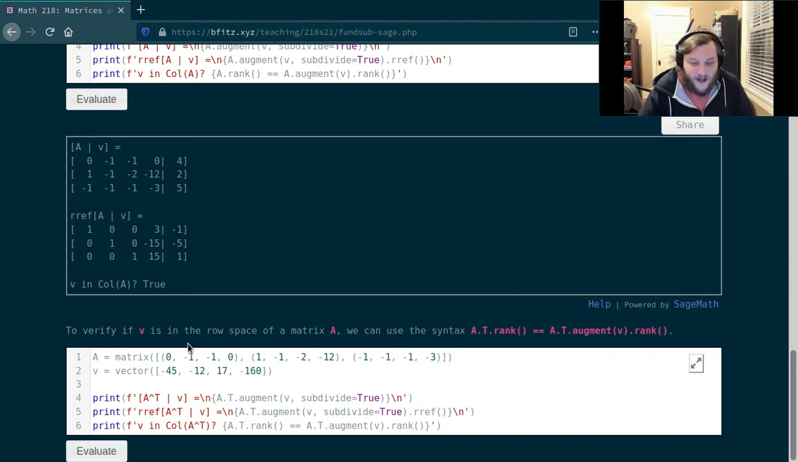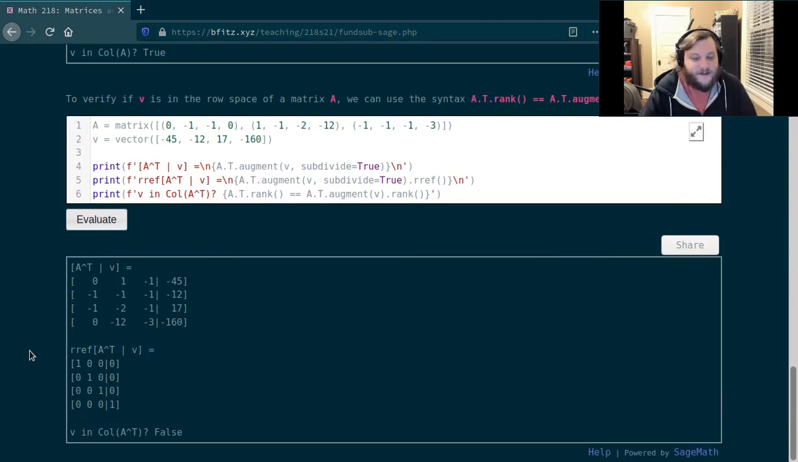In this last block of code, what we're doing is we're trying to verify whether or not a vector is in the row space of a matrix. So here we use almost the same syntax, except we transpose A before we do anything. So let's click Evaluate and see what the predefined code does. So here we have our matrix we predefined, and we're looking at the vector -45, -12, 17, -160.